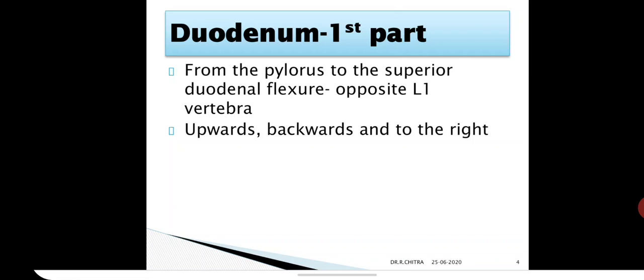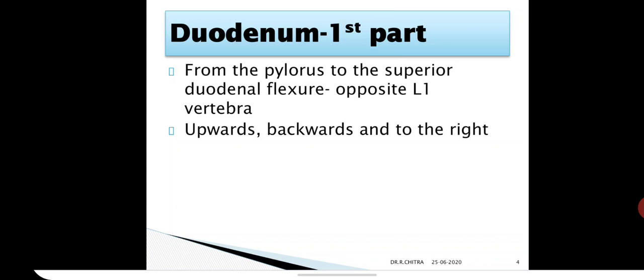First part extends from the pylorus of the stomach to the superior duodenal flexure. What is the superior duodenal flexure? It is the junction of first and the second parts. It is opposite to the L1 vertebra. So this L1 vertebra you should have learnt in so many places. That is the transpyloric plane.